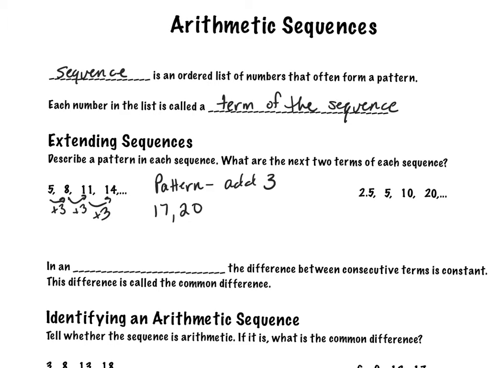So if I look at this next one, 2.5 to 5, I can say, well, I added 2.5. Is 5 plus 2.5 10? No, so you know that it's not adding anything. Now I ask, what could I do to multiply 2.5 to get to 5? Well, I could multiply by 2. Is 5 times 2 10? Yes. 10 times 2 is 20. So my pattern is times 2, and my next two terms would be 20 times 2 is 40, and 40 times 2 is 80.